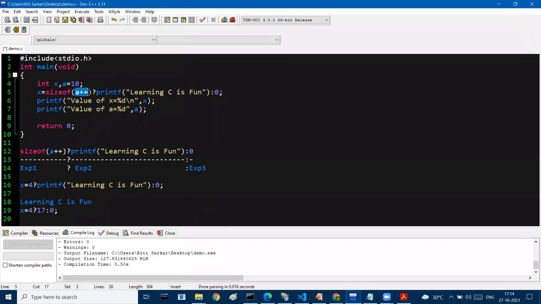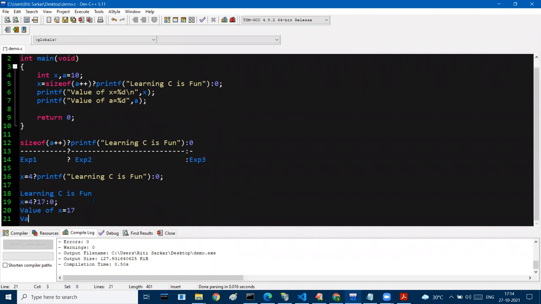Because this fellow should work at runtime, whereas due to the sizeof operator, the entire expression has been evaluated at compilation time, where sizeof gives the size of the operand here, which is none other than A. So ultimately what we are going to get, "Learning C is fun", is going to come in the output. After that, the X value is going to print. That means they are going to print "value of X is equal to 17". New line is there. And then they are going to print "value of A is equal to 10" also. So final output is "Learning C is fun. Value of X is 17 and value of A is 10."